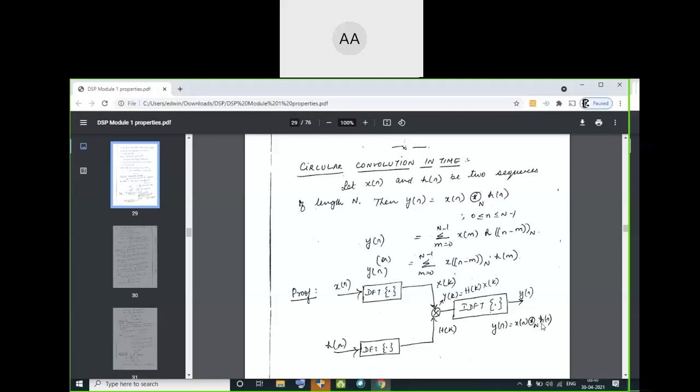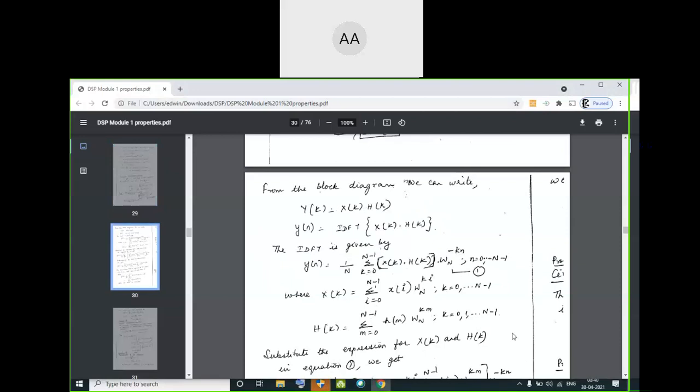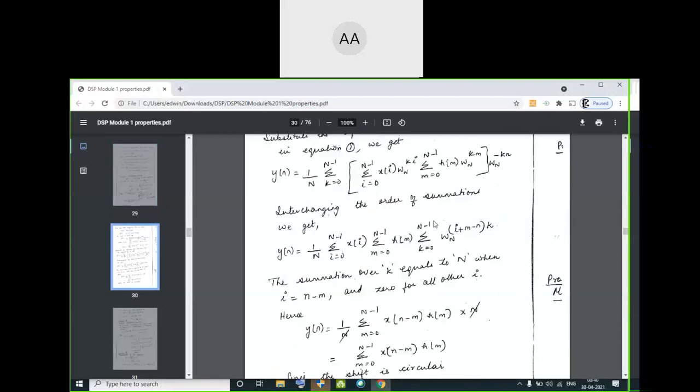Somebody is saying, Ma'am, when we change the I value, will the limits not change now? Where? Here when you are changing the I in the last I equation. Yes ma'am, like I is from 0 to n minus 1. Yeah, even when we change I is equal to n minus m, the limit m is equal to 0 to n minus 1 only, it's there now.